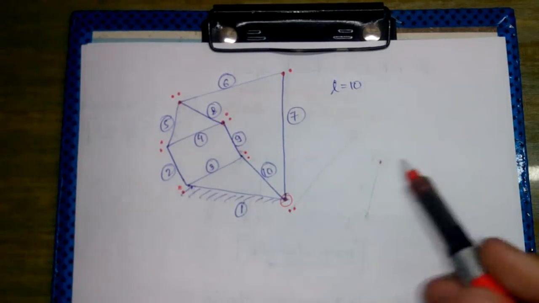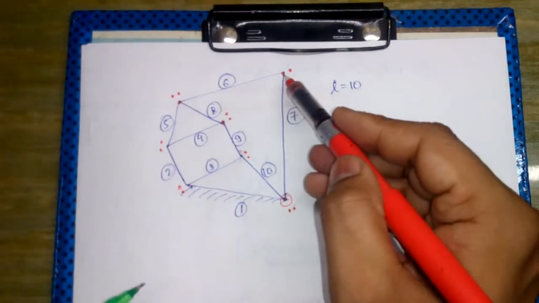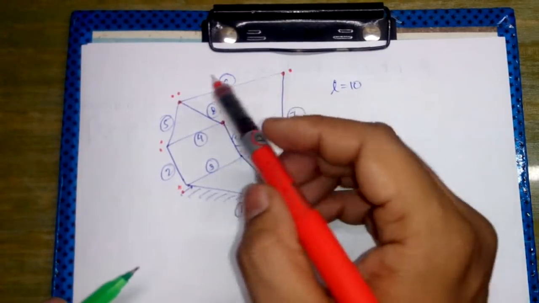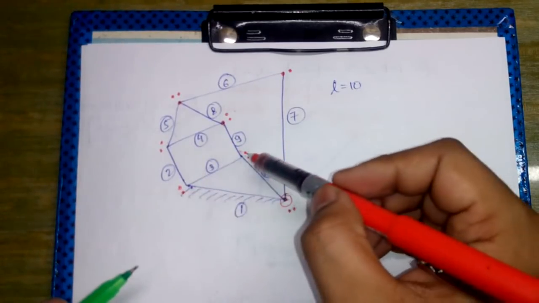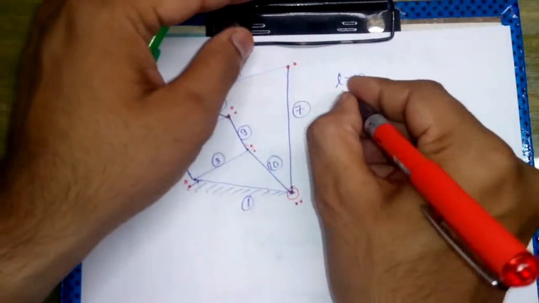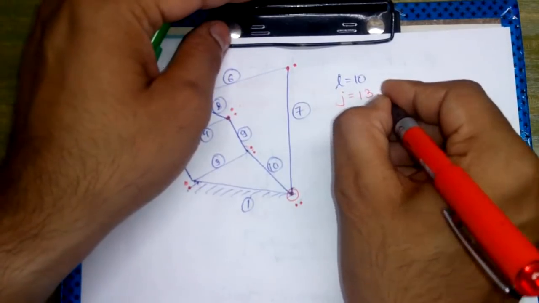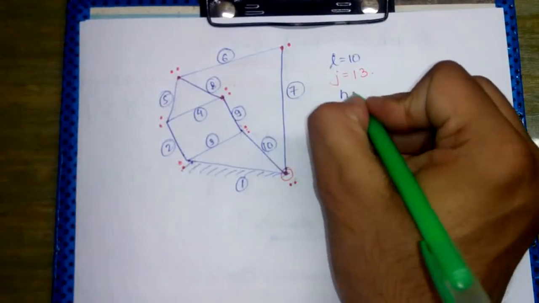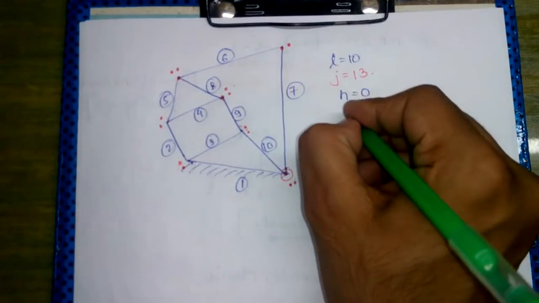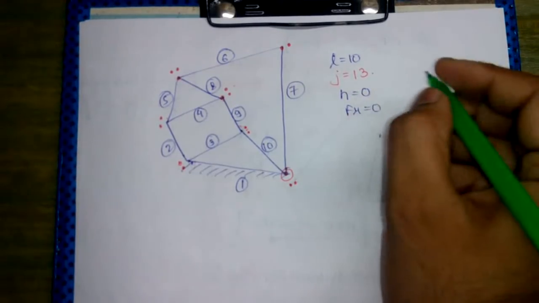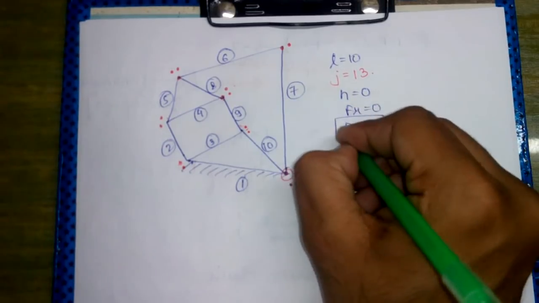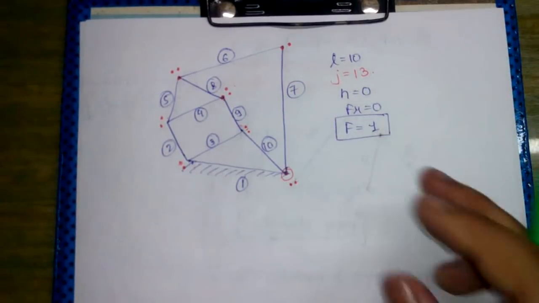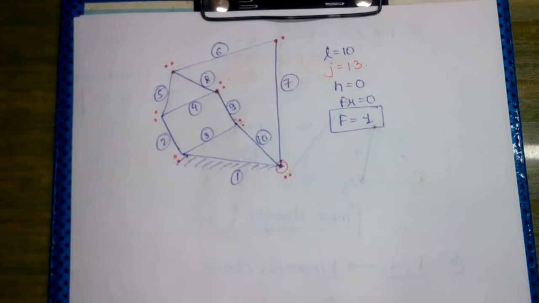Now we will count the number of red dots. 2, 3, 4, 5, 6, 7, 8, 9, 10, 11, 12, 13. So the number of binary joints comes out to be 13. Higher pair is equal to 0. Redundant motion is equal to 0. And hence the degree of freedom comes out to be 1. Since the degree of freedom is 1, we will say that it is a kinematic chain.